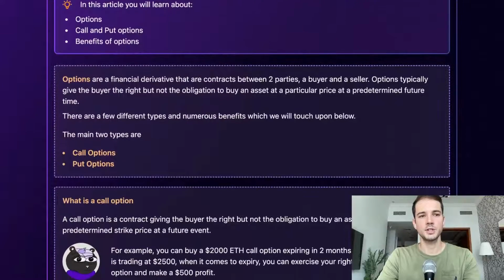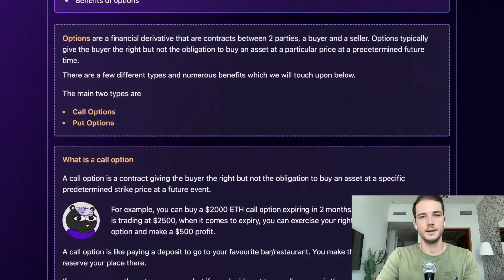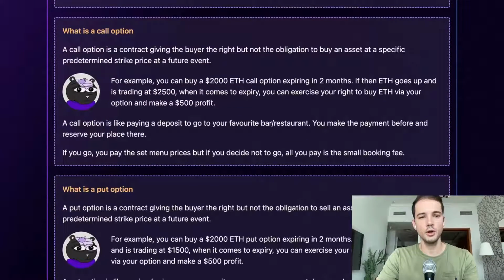So basically options are financial derivatives that are contracts between two parties, a buyer and a seller. Options typically give the buyer the right but not the obligation to buy an asset at a particular price at a predetermined future time. So there are basically two types of options. Call options and put options are the most basic ones.